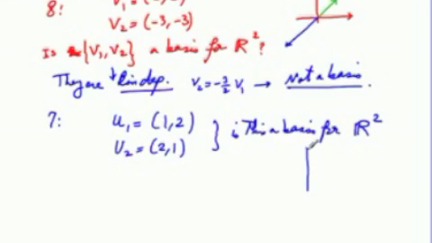What does the picture tell you? Here's 1, 2. 2, 1. Do they look like linearly dependent on each other? No. These two, one is not a multiple of the other one. They are linearly independent.